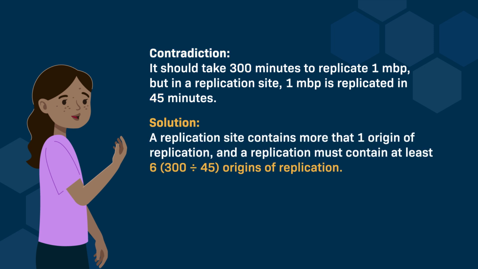To resolve this discrepancy, it is hypothesized that a replication site must contain multiple origins of replication. If we consider that each origin replicates 150 kilobase pairs in 45 minutes, a single replication site would need at least 6 origins of replication to achieve the observed rate. This means that, during S phase, a replication site consists of around 6 origins that work simultaneously to enable the replication of 1 megabase of DNA in 45 minutes.